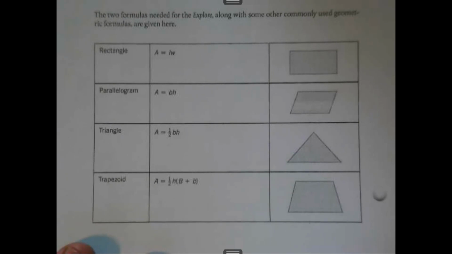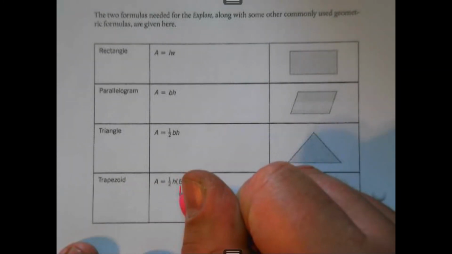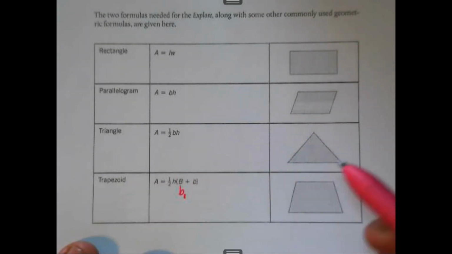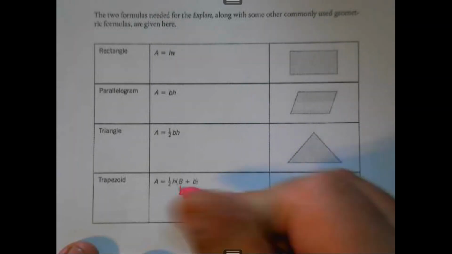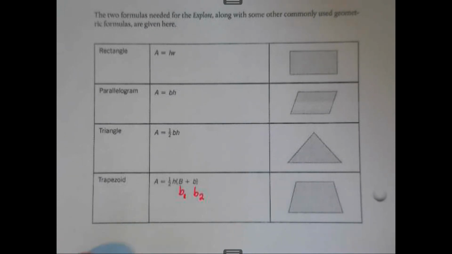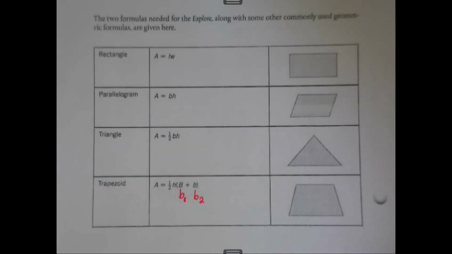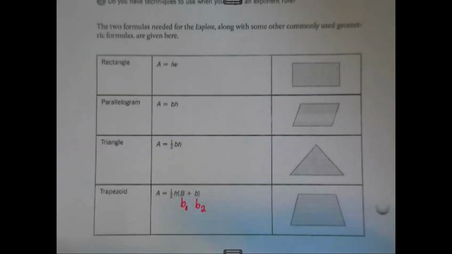We're going to follow what we did back in geometry and algebra 2. Instead of capital B, we're going to distinguish between the two different bases, and call them little b1 and little b2. B sub 1, B sub 2. Okay. Next page.